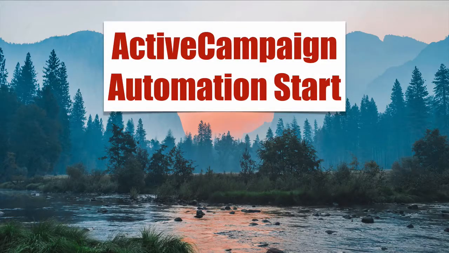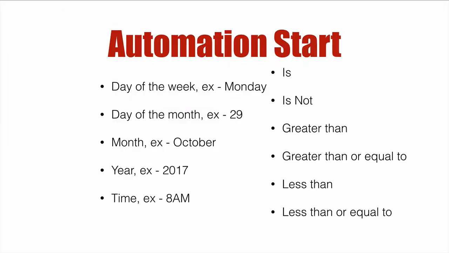ActiveCampaign automation start. We're going to talk about getting things to happen inside your ActiveCampaign automations on a certain time or date. It doesn't necessarily mean somebody's joining on a specific date. It means when something happens. And to do that, we want to take advantage of the date-specific information that we can use. And we're going to use goals to accomplish this.